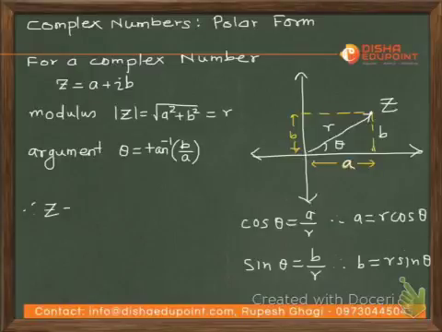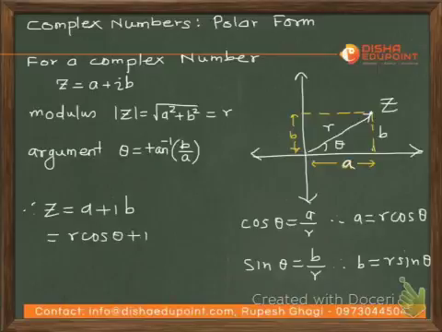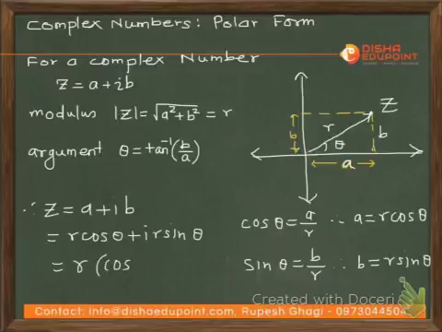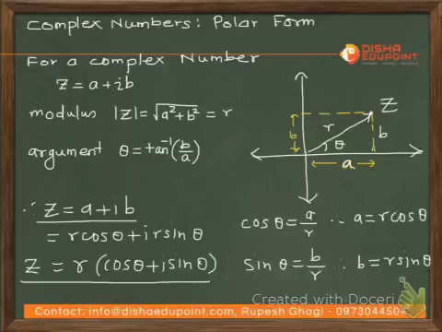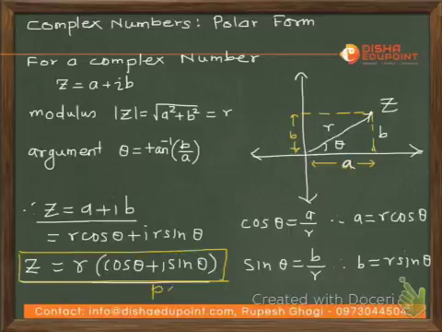Then z is equal to a plus ib. We can write these values a and b as r cos theta and r sin theta. So z is equal to r cos theta plus i into r sin theta. If I take r common, then this number is r times cos theta plus i sin theta. So the same number z can be written in the form r into cos theta plus i sin theta, where r is the modulus and theta is the argument of that number. This form itself is called the polar form of z.